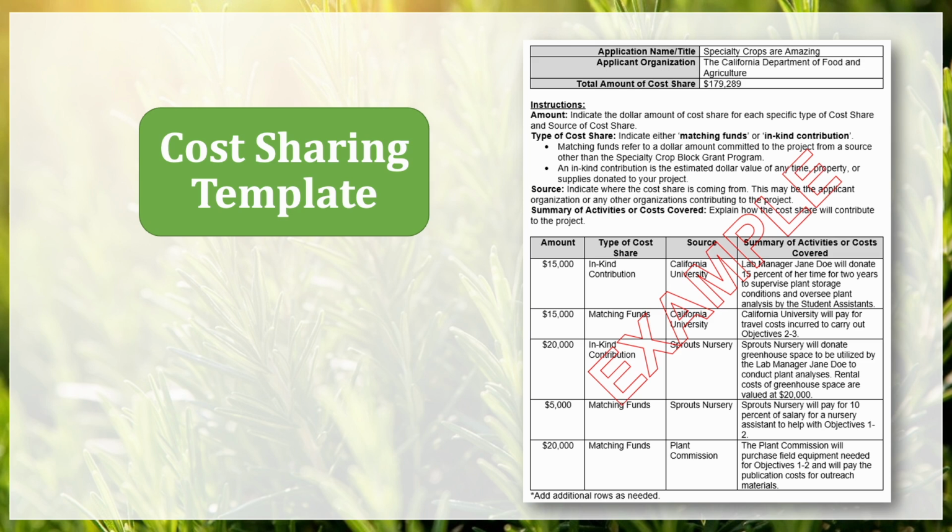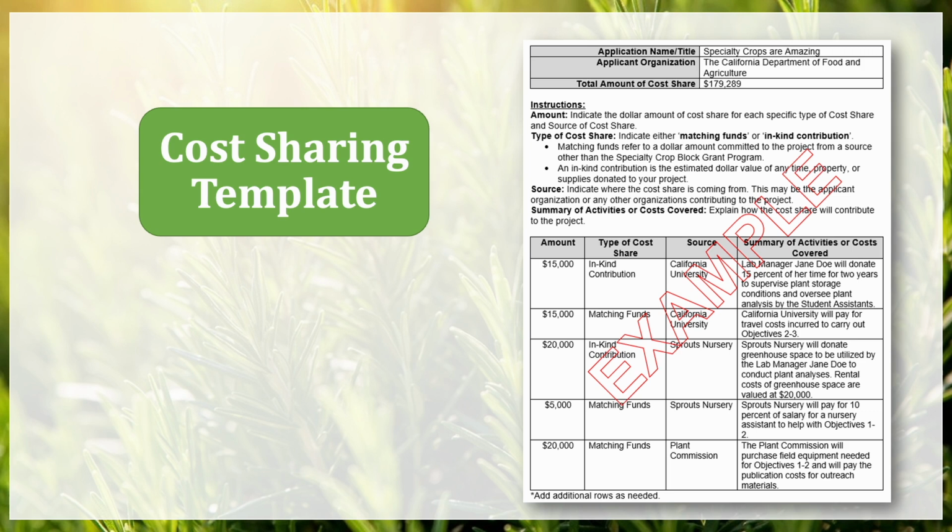In the amount section, projects will list the total dollar amount committed to them in matching funds or in-kind contributions. Under type of cost share, it will be either matching funds or in-kind contribution as appropriate for the amount listed. Source is the organization or individual that will be contributing the cost share to the project. In the summary of activities or costs covered column, provide a brief description of the activities or costs associated with the project that will be covered by cost share.